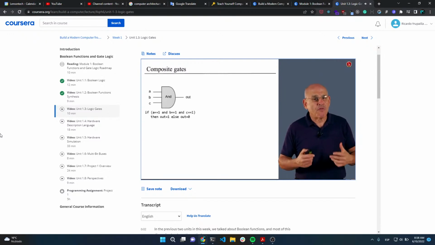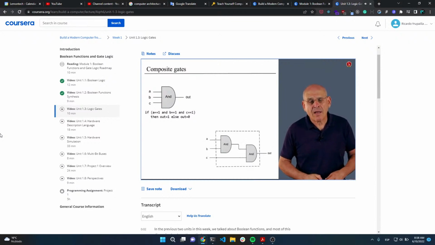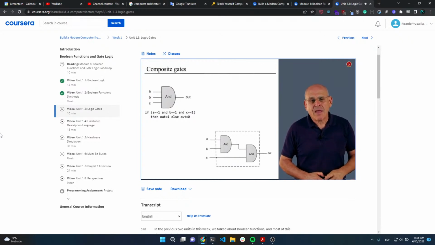So, for example, here's a 3-way AND, which is an extension, if you will, of the simple 2-way AND. And one way to build it is to use this trick here. We can take the output of one AND and feed it into one of the inputs of another AND gate. And if we wire everything correctly, this gate is supposed to deliver the required functionality.